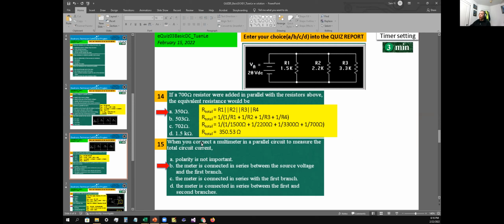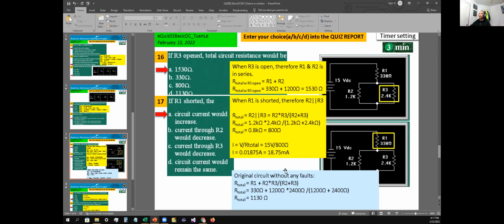Okay, number 15. When you connect a multimeter in a parallel circuit to measure the total circuit current, the meter is connected in series between the source voltage and the first branch. That is to get the total current. So the answer is B as in Bob for number 15. Okay, any question on number 14 or 15? No question, okay. Next set.